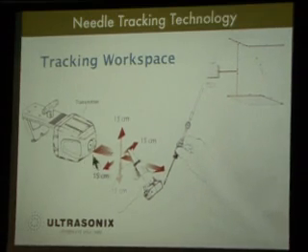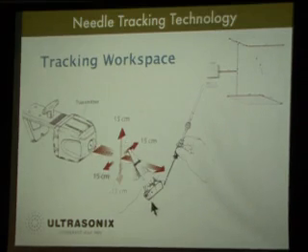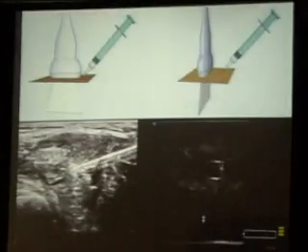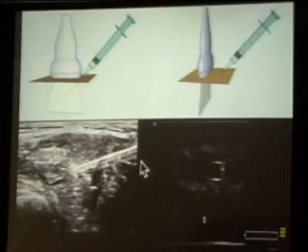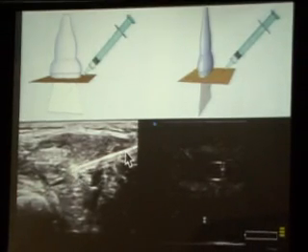You have a box transmitting electromagnetic signals, and the transducer has a sensor, the needle has a sensor, and then for in-plane or out-of-plane, you just follow this track. It's a dotted line. As you move the needle in, this dotted track will advance.